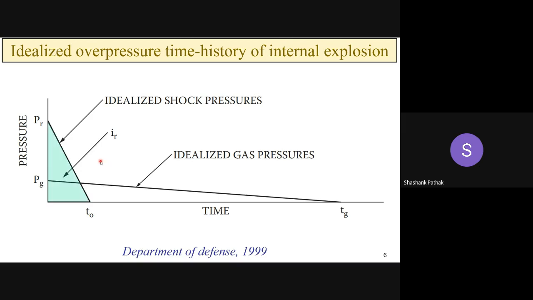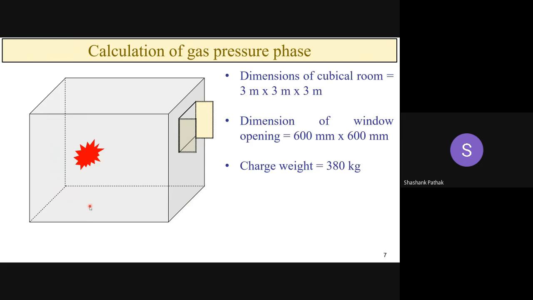So I will just explain now. Consider this example. There is a cubical room with a dimension of 3 by 3 by 3, just for example. And there is a window in that room, which is open, or you can consider that after the explosion the glass is broken. So there is a venting space. The dimension of the window is 600 by 600 millimeters. And there is a charge weight of 380 kg, which explodes inside this chamber. Our target is to calculate the peak gas pressure.